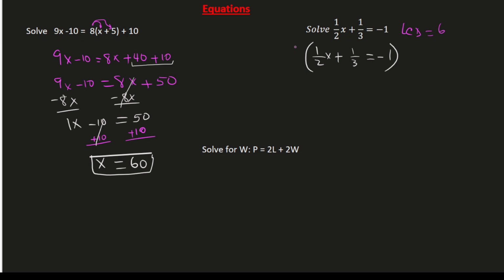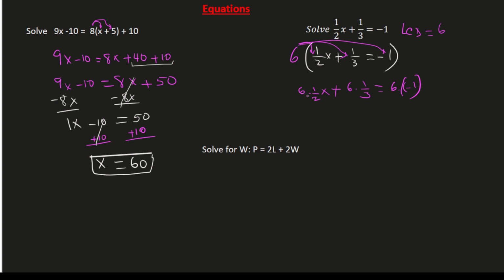So what we have here now, we get 6 times the whole thing, because we need to eliminate the fractions. Now let's distribute this 6 here. 6 times 1/2 x, plus 6 times 1/3, and 6 times -1 equals 6 times -1.